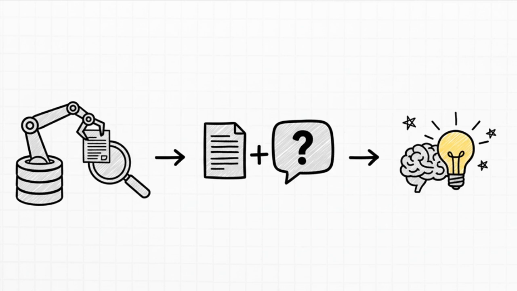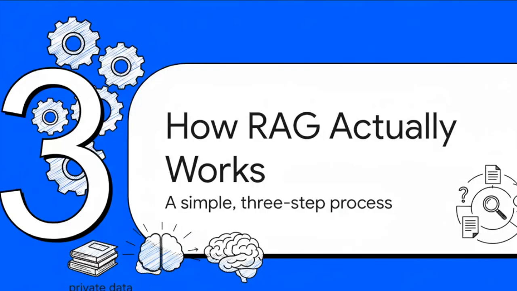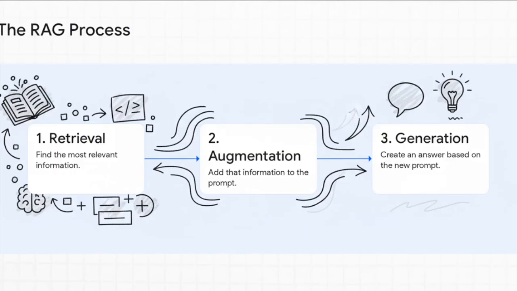Let's break down how that process actually works. Now, RAG might sound pretty complex, but it's really just 3 logical steps. And once you understand this simple framework, you'll see just how powerful and, honestly, how elegant it is. It's a really clean flow. Retrieve, augment, and generate. First, we find the right data. Then, we add that data to the AI's prompt. And finally, the AI creates an informed response. So let's just zoom in on each of those steps.